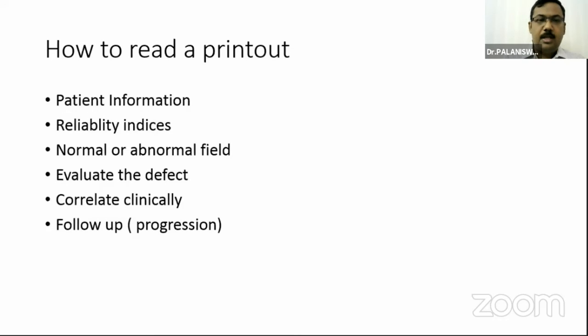How do we read a printout? First thing is make sure all your patient information is correct. It's the right patient, right program, right stimulus size, right age. Then you come down to the reliability indices, make sure they are reliable. After that, just eyeball the grayscale. Don't read too much into it. Go to the total deviation and the pattern deviation. See what type of defect it is. Try to correlate the defect with your indices. And then finally correlate it clinically before branding a defect as glaucomatous.